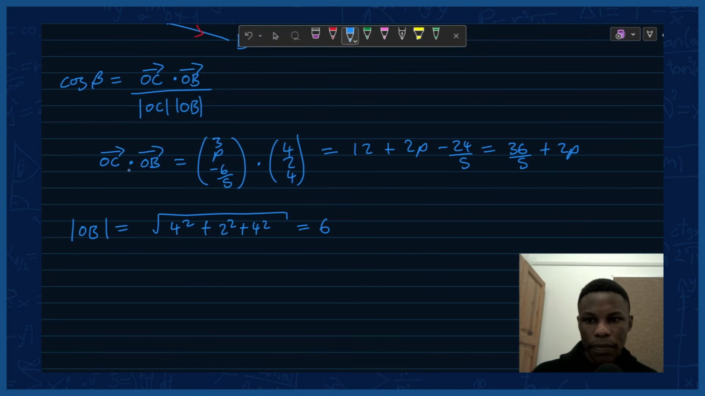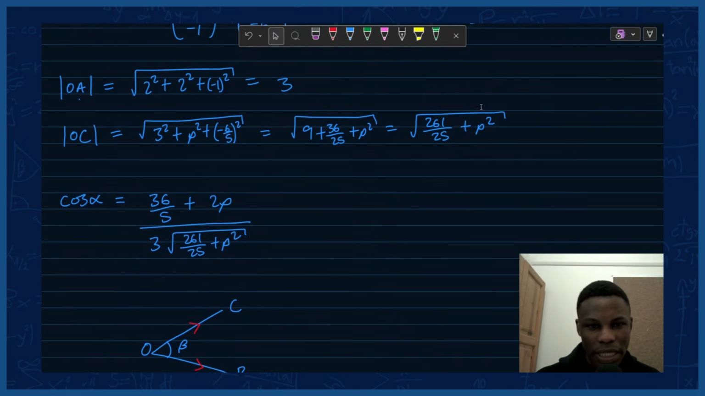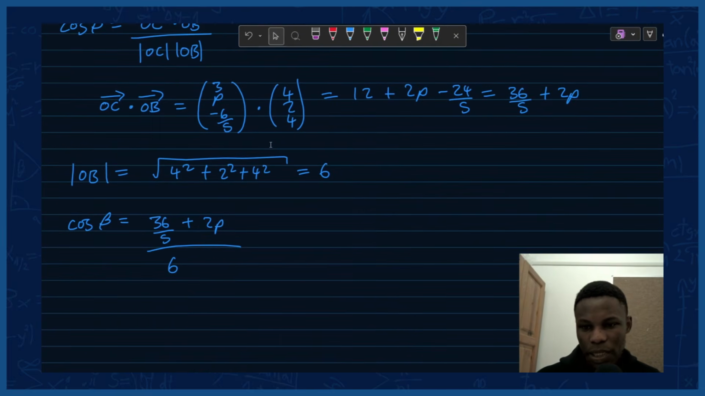that's 6. Okay, so cos beta is equal to the dot product, which is our 36 over 5 plus 2p, divided by the product of the magnitudes, which is 6 times the magnitude of OC, which is the square root of 261 over 25 plus p squared.